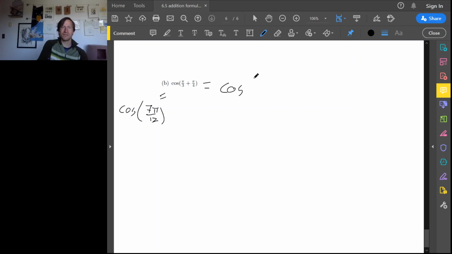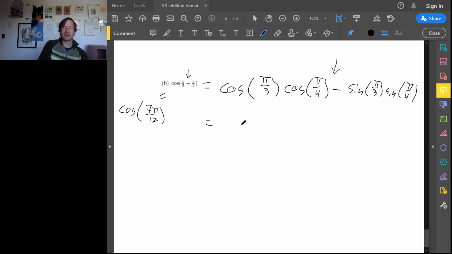It's cosine of the first angle, so cosine pi over 3, times cosine of the second angle, so cosine pi over 4, minus, this time, cosine is sort of weird in that the addition formula for cosine has a minus sign in the middle, sine of the first angle, pi over 3, times sine of the second angle, pi over 4.